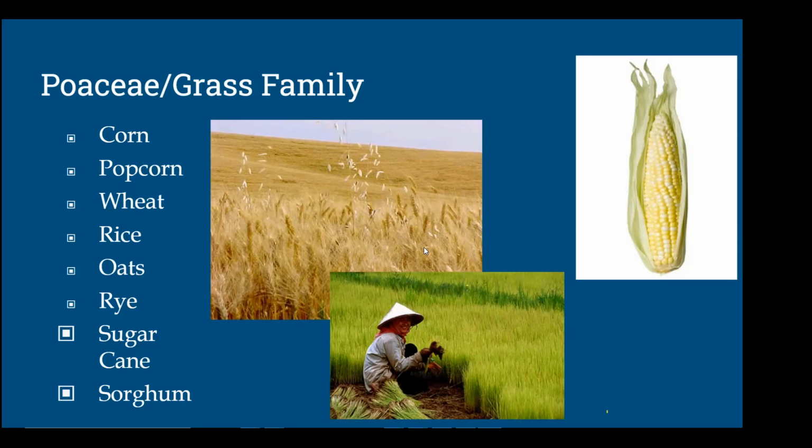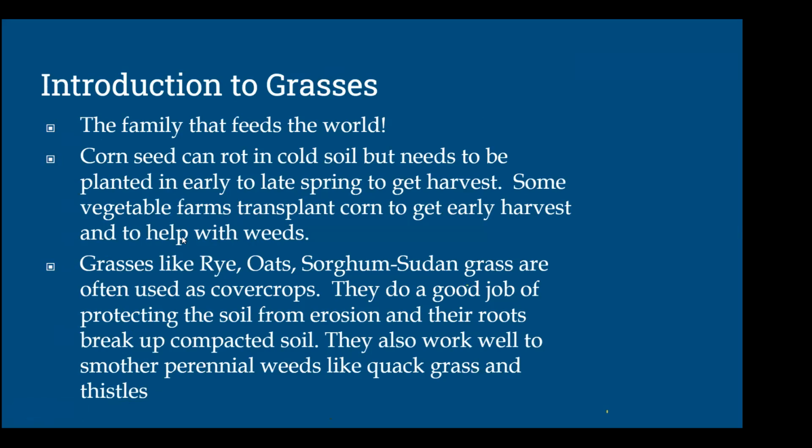All right, so for the grass family, these are what make up the grass family right here: corn, popcorn, wheat, rice, oats, rye, sugarcane, and sorghum. These are also going to be very common cover crops as well. So, introduction: this is the family that feeds the world, essentially.